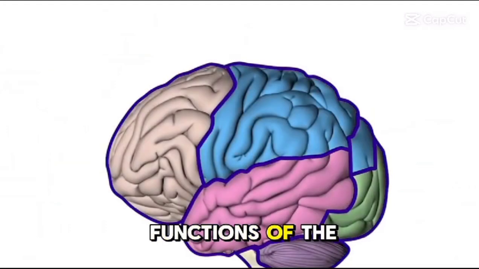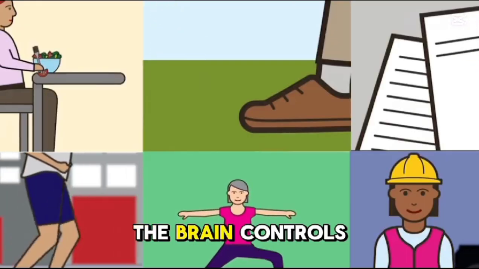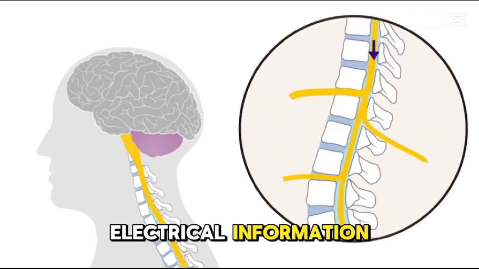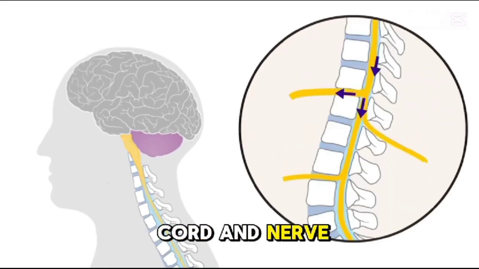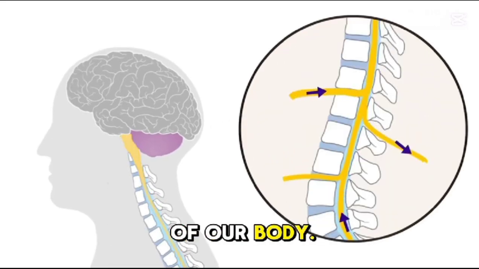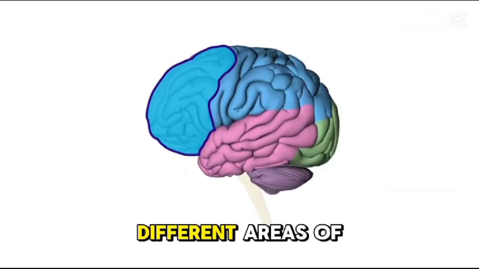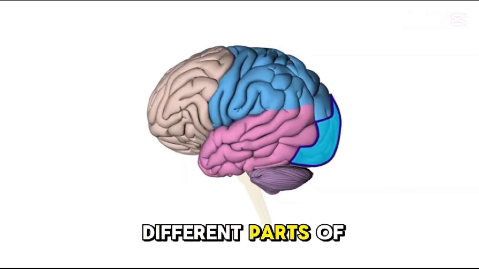What are the functions of the different parts of the brain? The brain controls everything we do. It sends electrical information along the spinal cord and nerve fibers to various parts of our body. The nerve fibers also carry electrical information back to the brain. Different areas of the brain control different parts of our body.